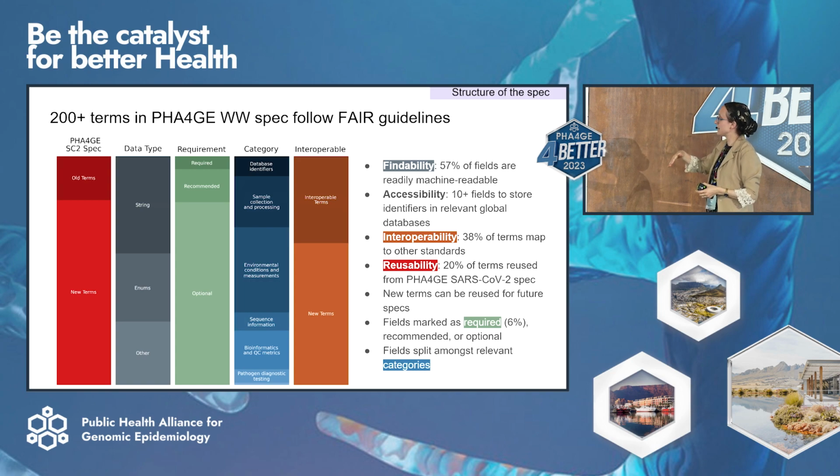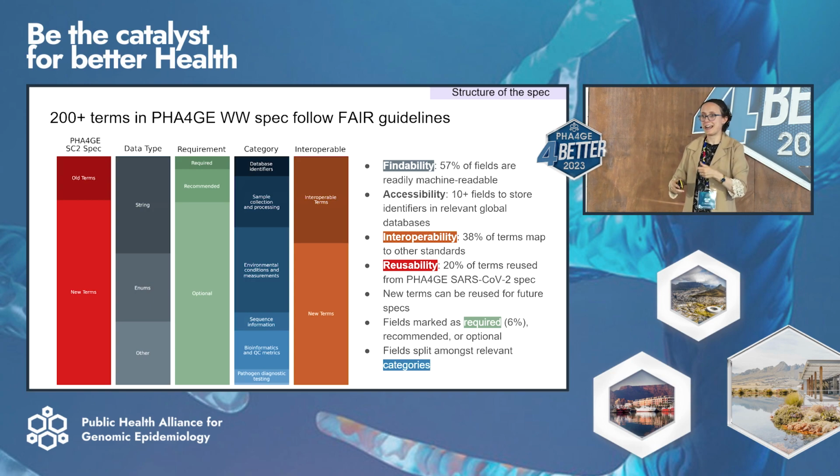We also, within this spec, mark which fields are required, recommended, versus optional. That's that third column in green. And I want to mention that only 6% of the terms in this spec are actually required, which is really low. Part of why we have over 90% of the terms in the spec that aren't required is to operationalize how you would store that data. So if you, for example, in your lab always measure pH or turbidity, how would you record that? What's the best practice there?